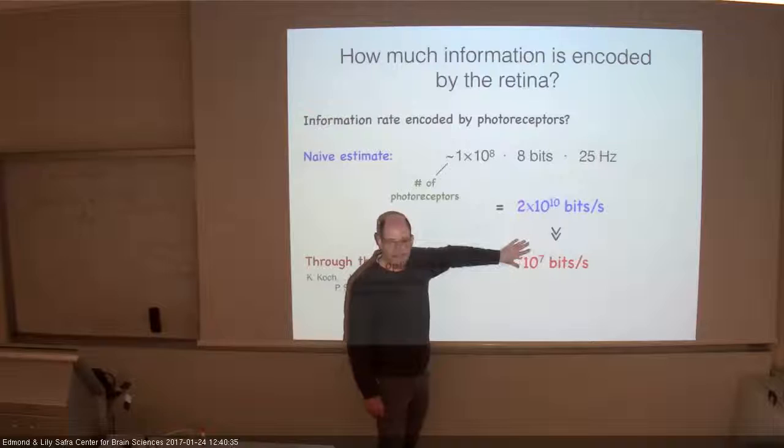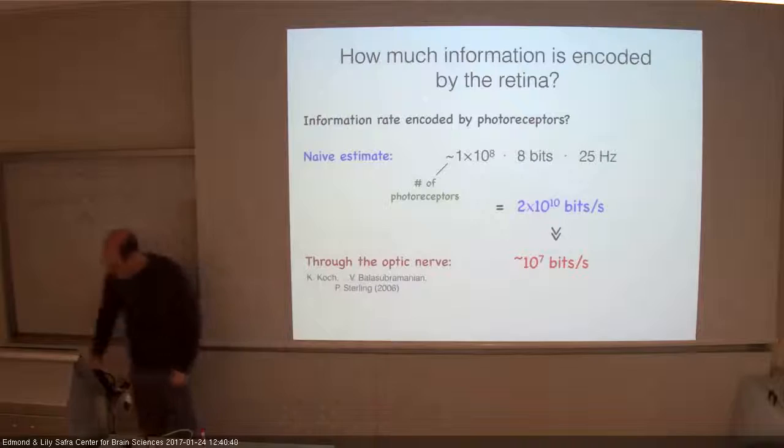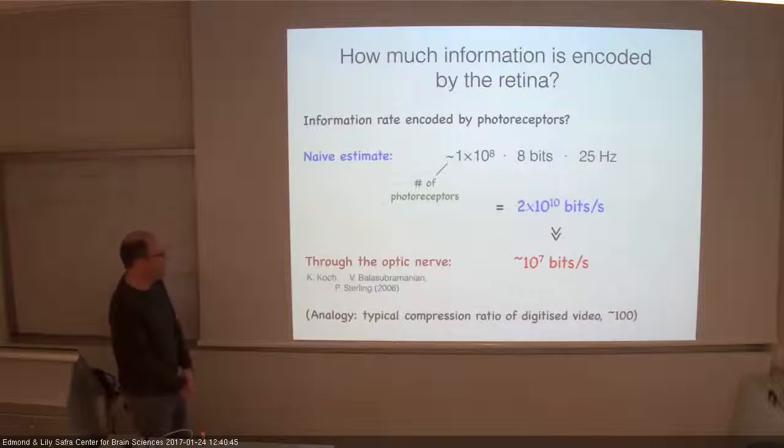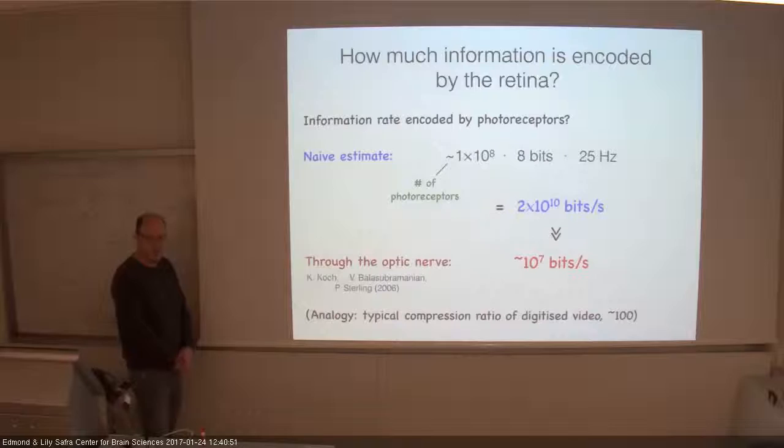So clearly, if we believe this number, the retina is reducing by a large extent the number of bits from the input to the output. It's compressing the signal. And in fact, there's a very clear analogy here to what we do in the digital encoding of images and videos. The same problem is encountered by anyone who wants to store a video in a digital file and transmit it on the internet.